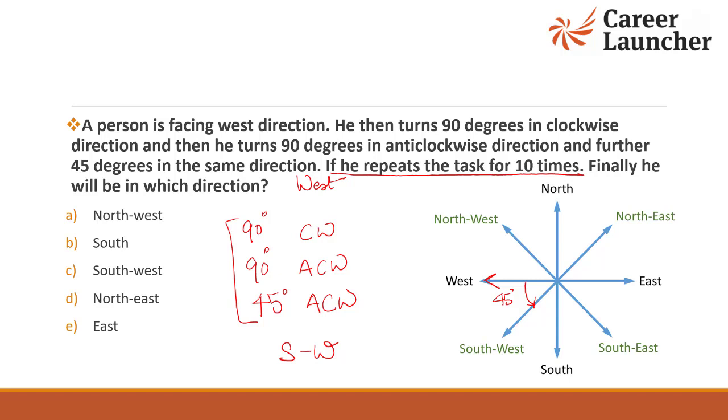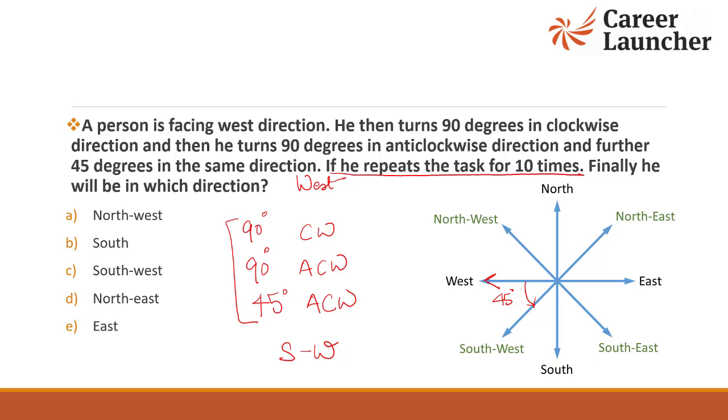Okay, first we will have to look at the concept here, that how many times this task has been done. What is the task? Task is actually three movements: 90 degree clockwise, 90 degree anti-clockwise, and 45 degree anti-clockwise. This would be considered as one task, and we will have to first see how many times this task has been done. Actually, this task has not been done just for 10 times.